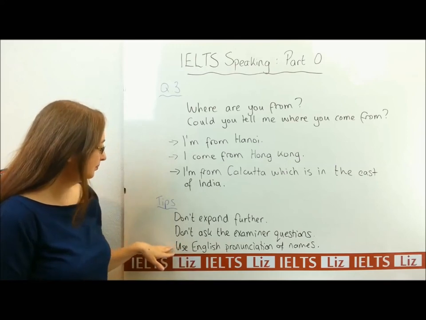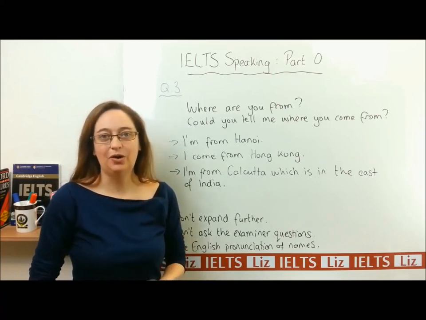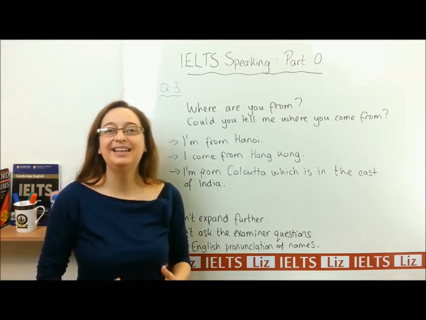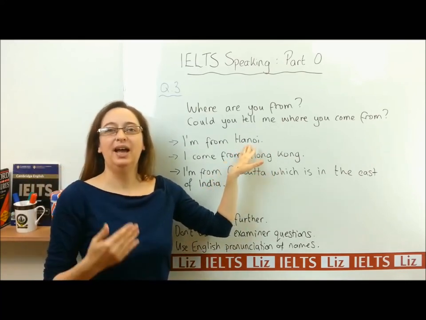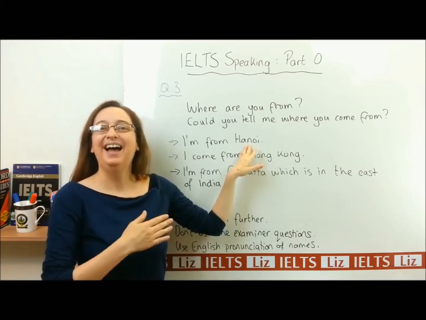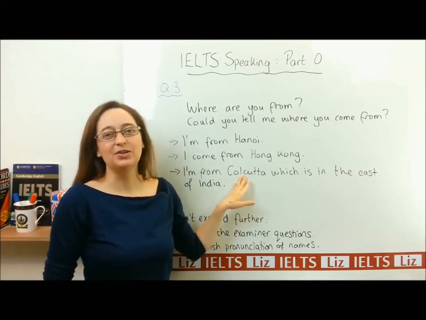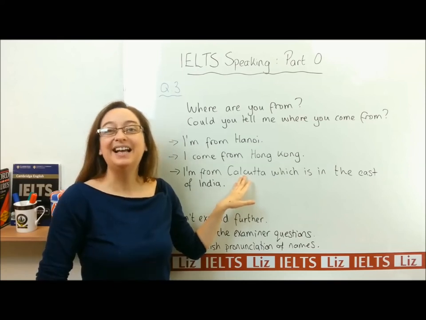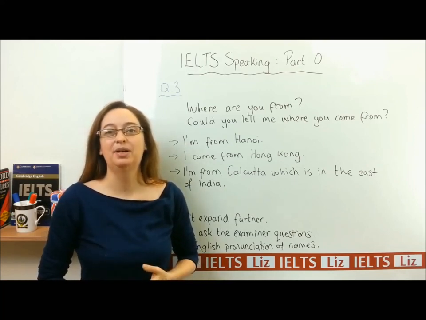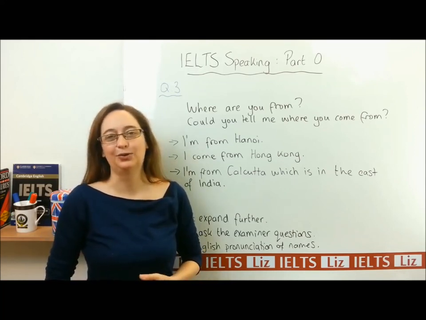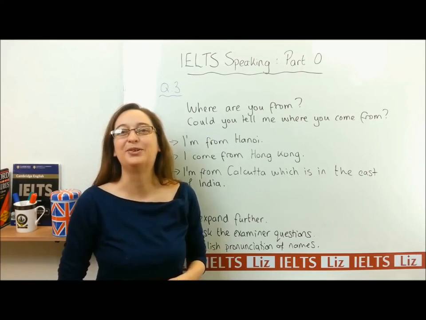And the last tip for you. This is with the pronunciation for the names of the cities where you come from. Please try to use the English pronunciation. So, for example, Hanoi. Please don't say it the local way, please say it the English way. Or, for example, Calcutta. Please don't say Kolkata. Please say Calcutta. The reason that we do this is because, again, you're showing the examiner that the English pronunciation is natural for you. Right, so let's move on to the last question, question number four.